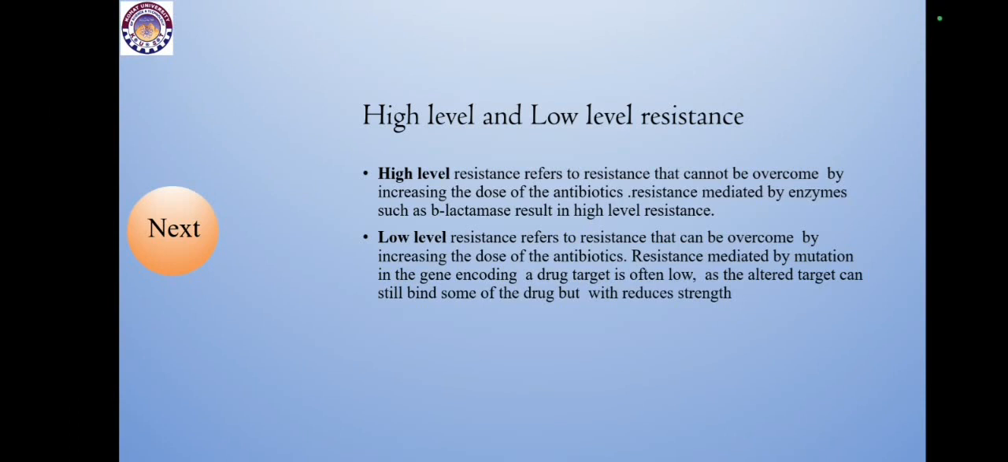Now the next classification of the resistance we have is higher level of resistance and lower level of resistance. High level of resistance refers to the resistance that cannot be overcome by increasing the dose of antibiotics, because it is being mediated by the production of enzymes, such as the beta-lactamase enzyme that is being released by the microorganisms as a response against the antibiotics.